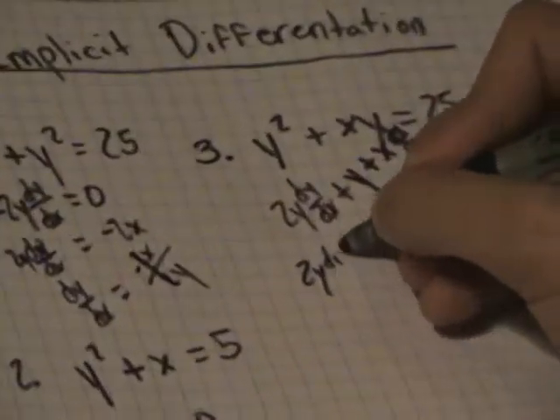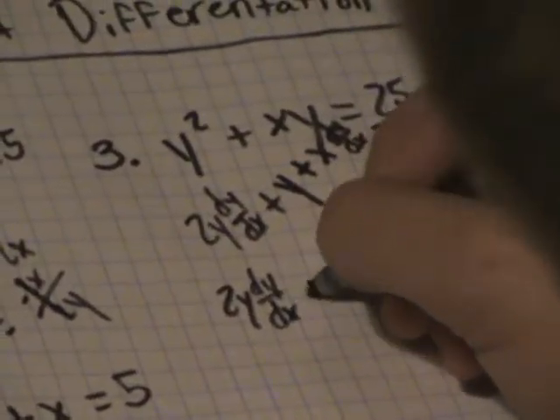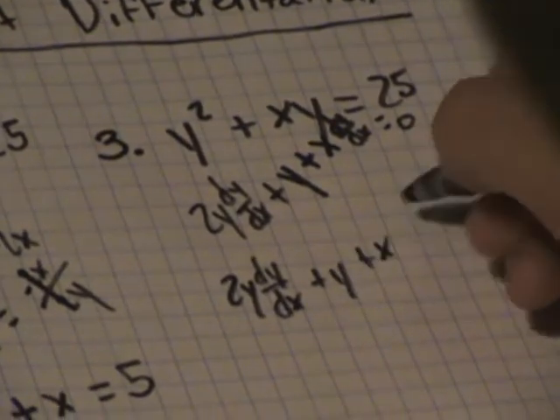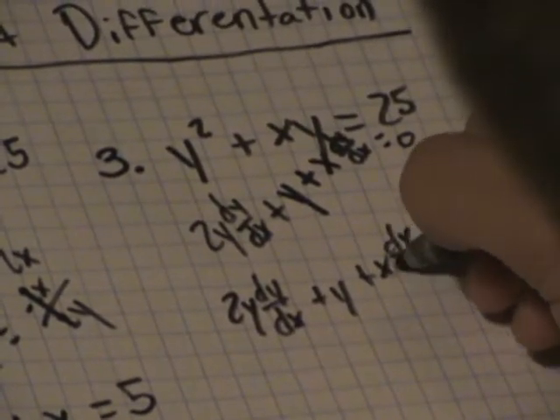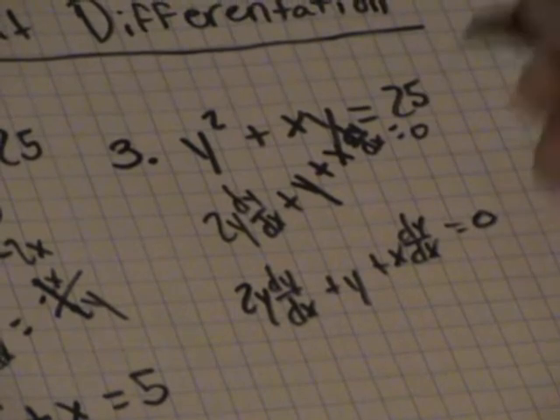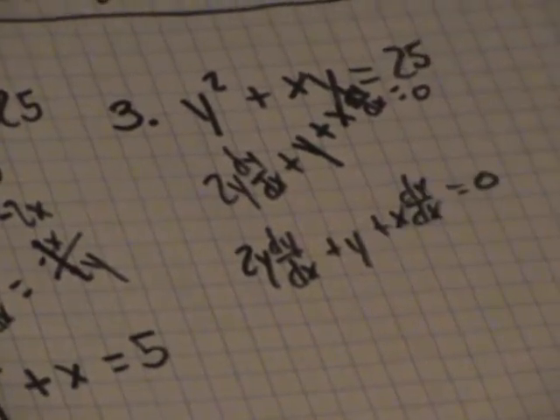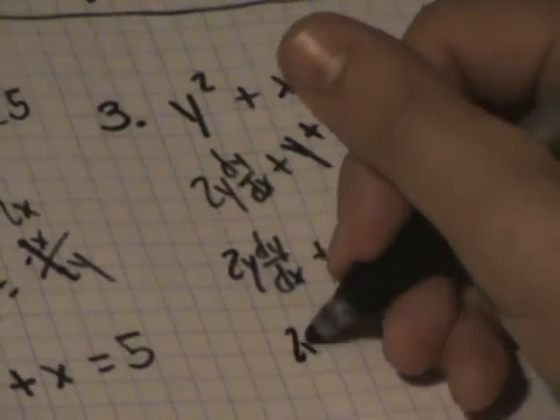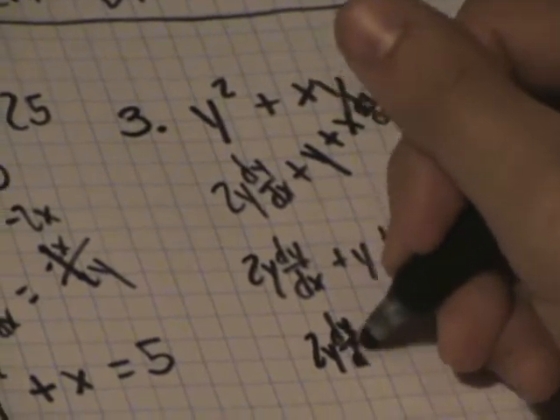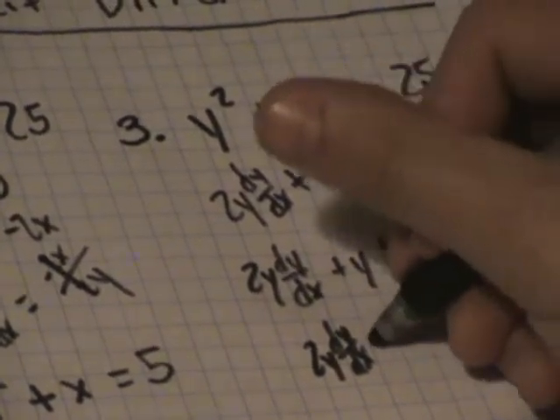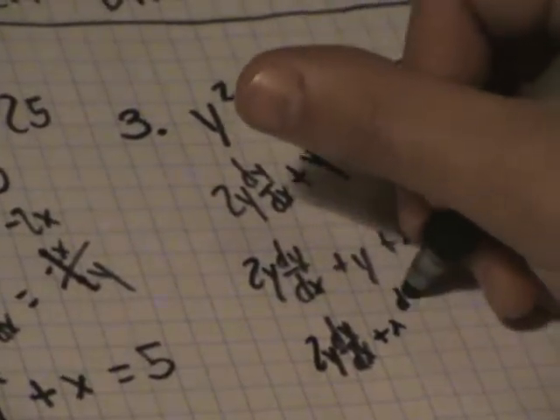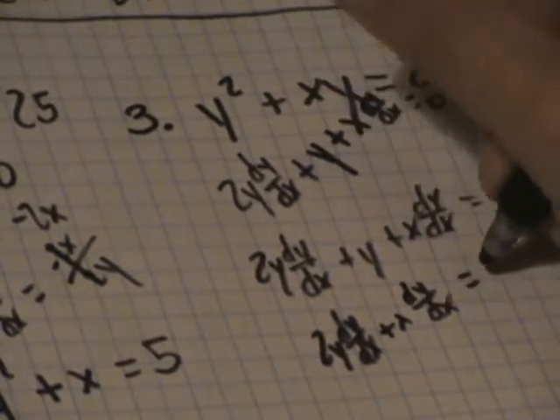So how do you do this? Let's rewrite this so y'all can see. Okay, so how do you do this? First, you want to get the dy/dx's by themselves, so you got to keep this over here. Plus x dy/dx equals negative y.